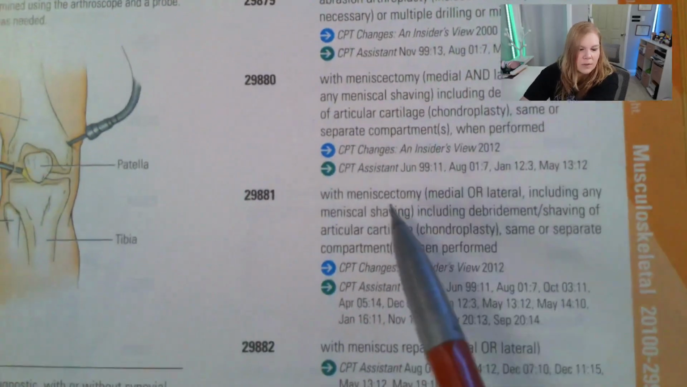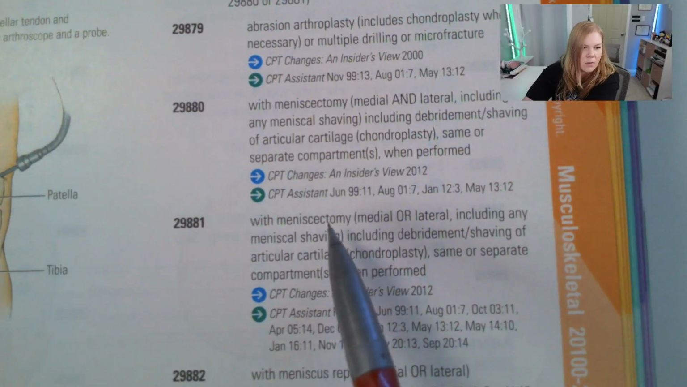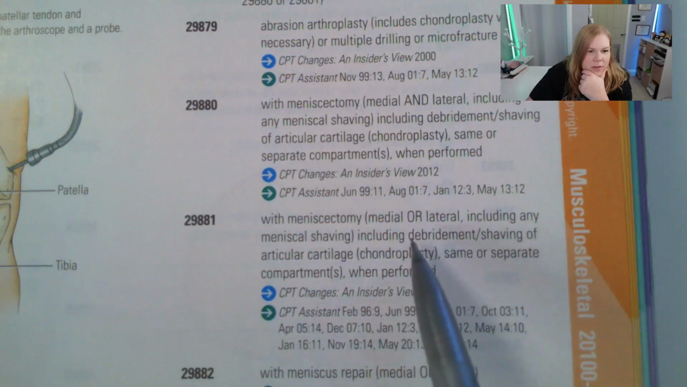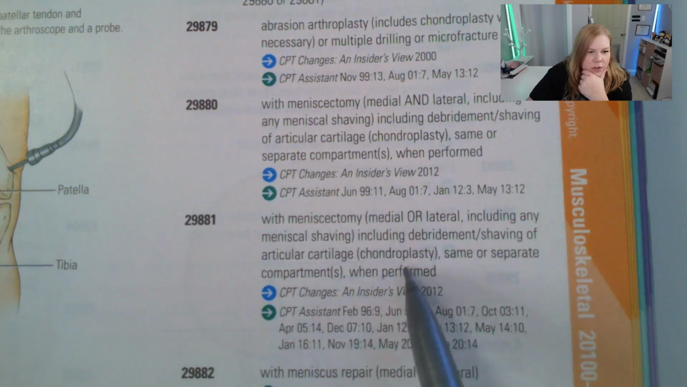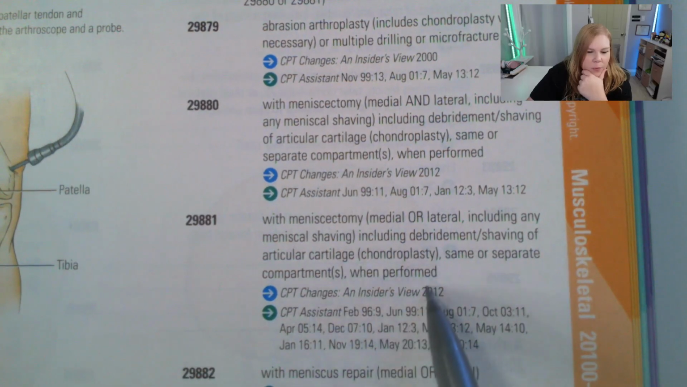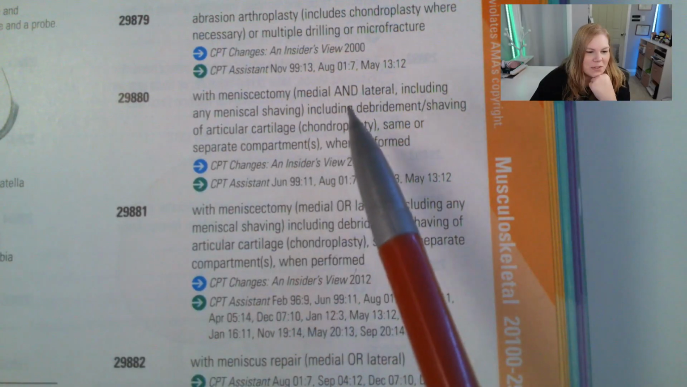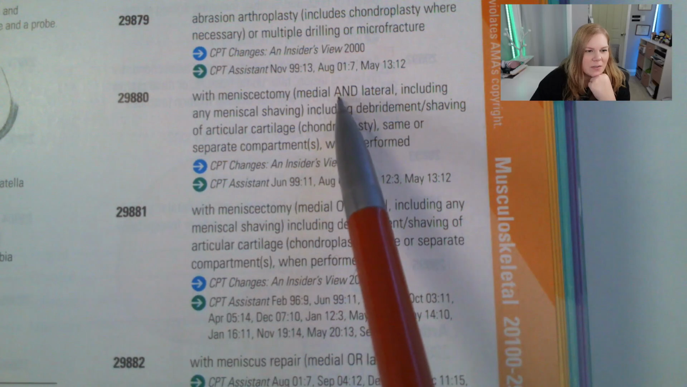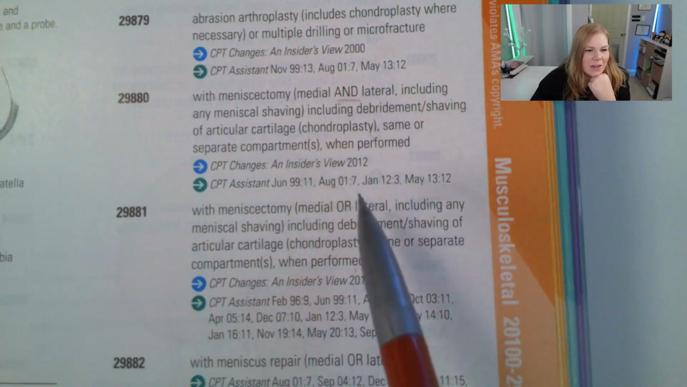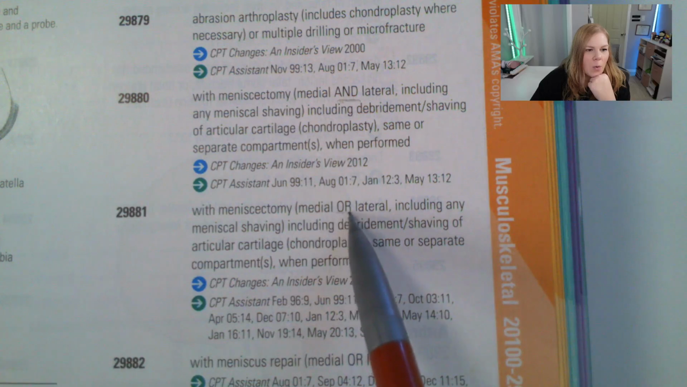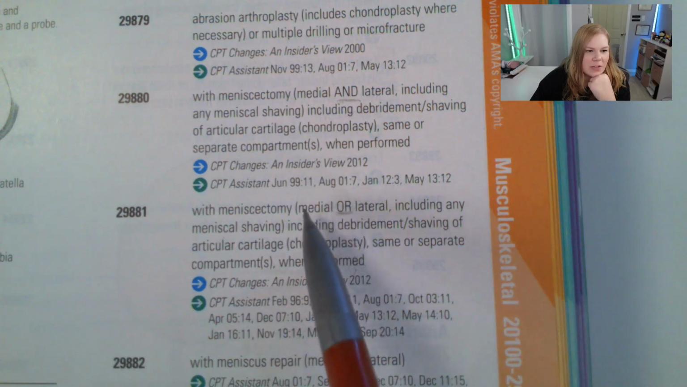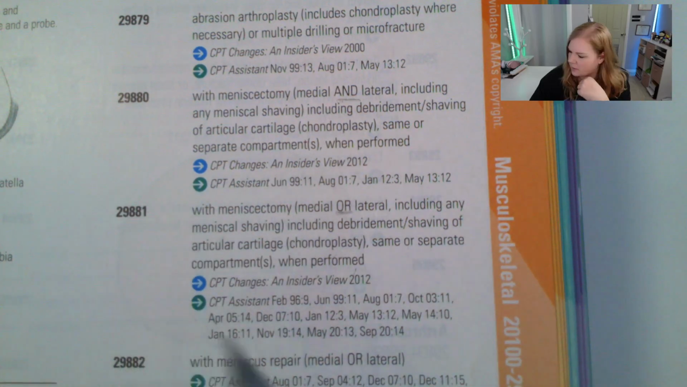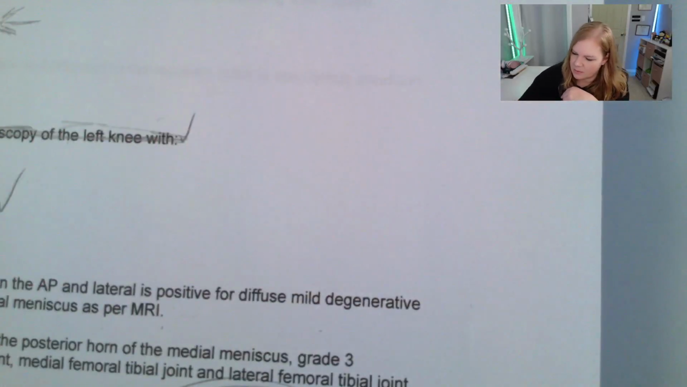Abrasions, meniscectomy, medial or lateral, including meniscal shaving, including debridement, shaving of articular cartilage, chondroplasty, same or separate compartments when performed. So look at the difference between these two. It's almost identical, but can you tell where the difference is? The difference is this one says medial and lateral. This one says medial or lateral. And we did the medial, but we didn't do the lateral. So our code is going to be a 29881. So we can write that up there. 29881.